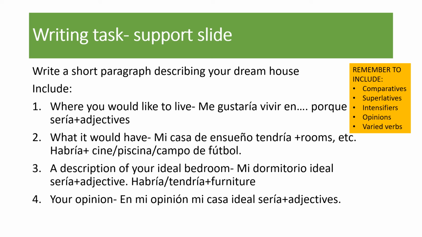And then for your third one, a description of your ideal bedroom. So mi dormitorio ideal sería, my ideal bedroom would be, and then an adjective would follow. And then you could either use habría, so there would be, plus an item of furniture, or tendría, it would have, and again an item of furniture. And then your last one would be your opinion. So I've given you a sentence starter. En mi opinión, mi casa ideal sería, plus an adjective or multiple adjectives. So in my opinion, my ideal house would be, and then your adjectives.